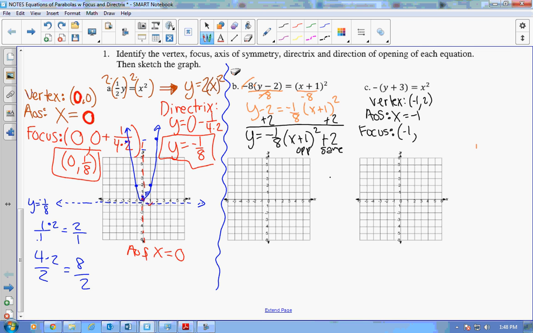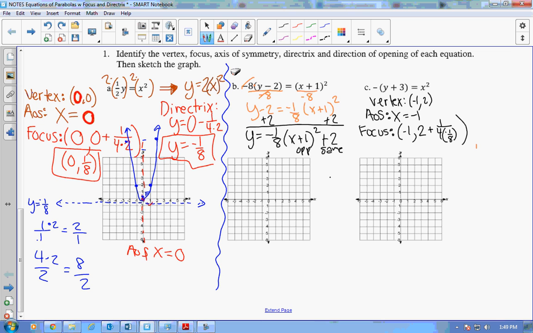The focus will be either above the vertex or below the vertex, depending on if the parabola is positive or negative. Is it concave up or concave down? It's negative 1/8, so that's concave down. It opens down, so our focus is going to be below. We take the original y, which was 2, and we add 1 over 4 times a. But what was a? Negative 1/8.